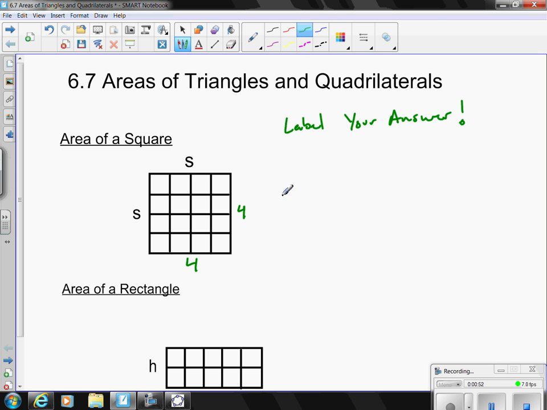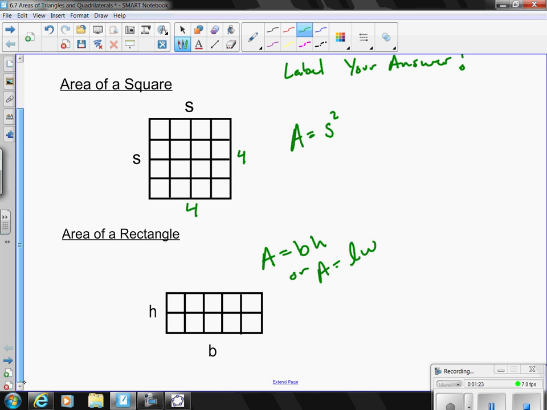Now the area for a square, the formula, a lot of people say it's base times length, length times width, or base times height. Those work. That's actually the formula for a rectangle. Base times height or length times width. Those work for a rectangle. For a square, we're going to be more specific. We're going to say the side length squared. So for a rectangle, height times the base.